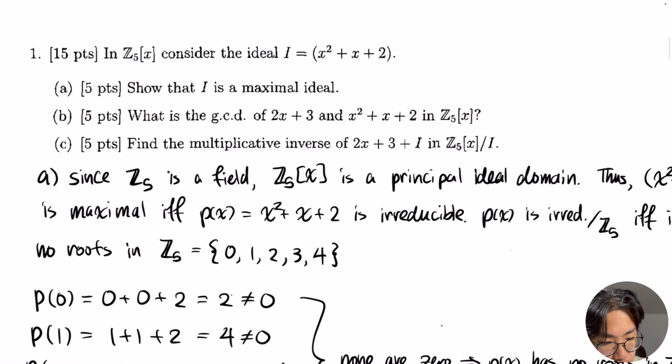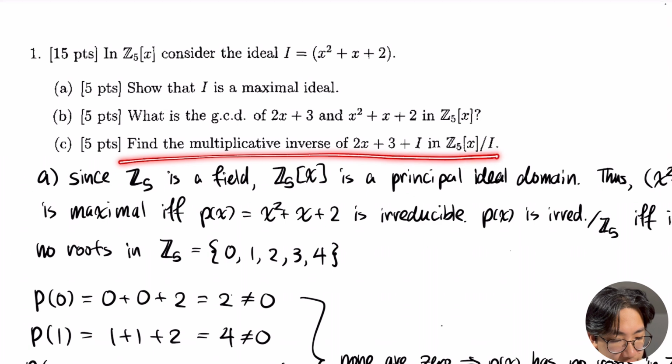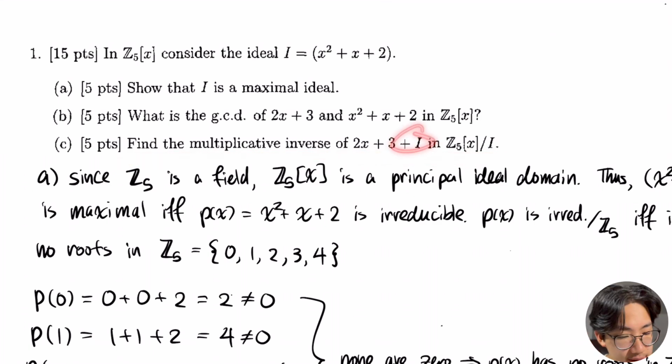In part C, we're asked to find the multiplicative inverse of 2x plus 3 plus I in this quotient ring over here. So again, we can still treat this as just 2x plus 3 as a polynomial. We're simply just working in this quotient ring instead. Let's remind ourselves of what we're looking for when we're looking for a multiplicative inverse. We're simply looking for a polynomial where when we multiply this, we get the identity, which in this case is just 1.